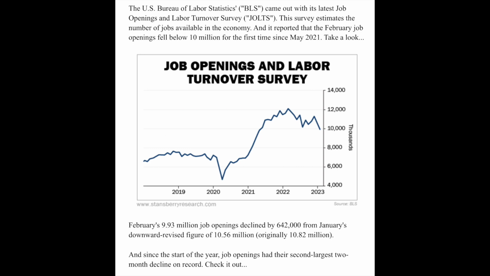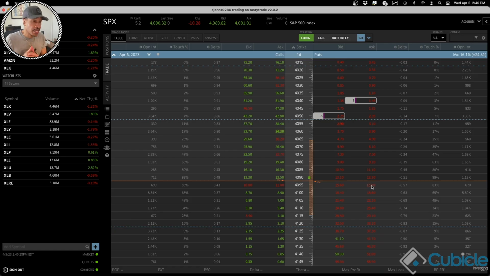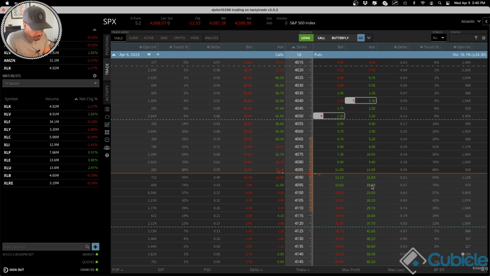So the job market is tightening, and inflation is beginning to pull back. And so folks are speculating. When I say folks, investors, the market is speculating that on May the 3rd, when the FOMC meeting takes place to announce their interest rate hike, they may not hike interest rates at all. And that's what the market is anticipating.